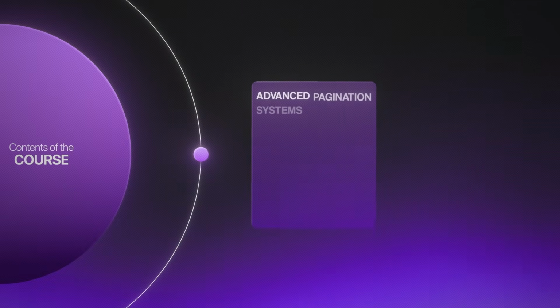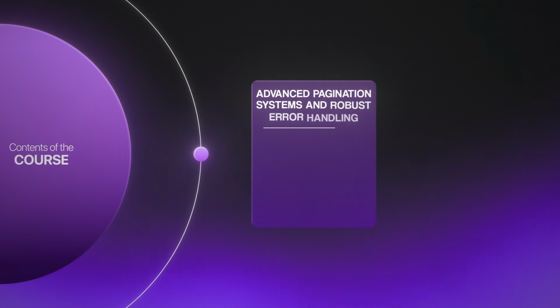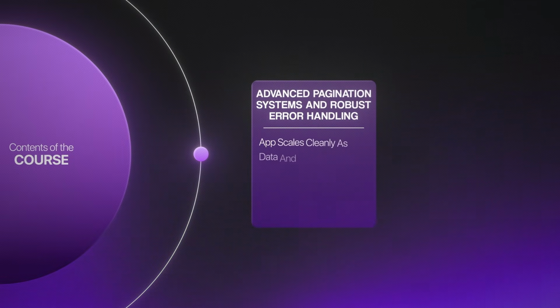Plus advanced pagination systems and robust error handling so your app scales cleanly as your data and your user base grows. The difference with this course is simple. We're not building demos, we're building real-world systems. Everything is designed in the way you'd actually implement it in a real production app. And this is the gap between tutorial code and actual real-world software engineering.